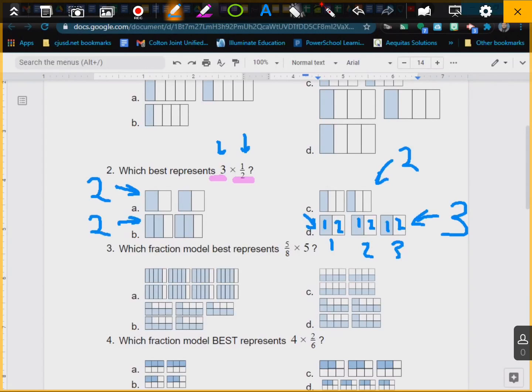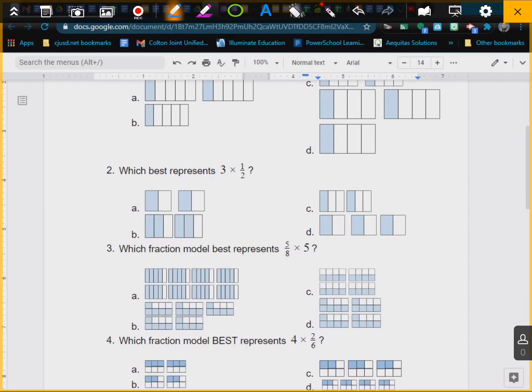All right, we got 3 more problems. If you still don't understand this, this might be a good time to write down a question to ask me tomorrow, okay? Or ask me on the next school day.